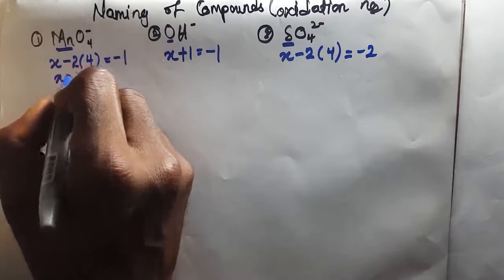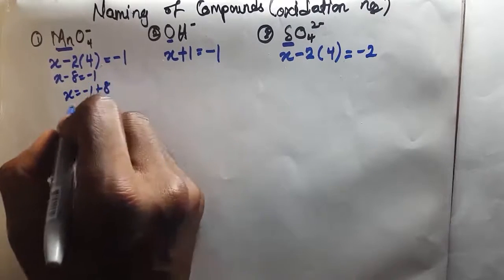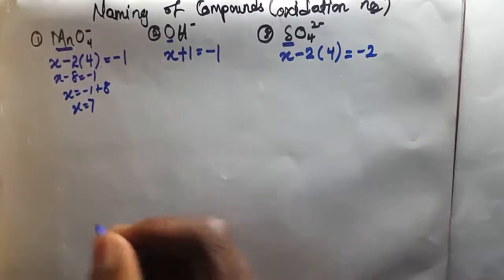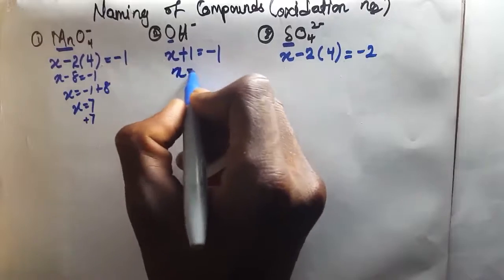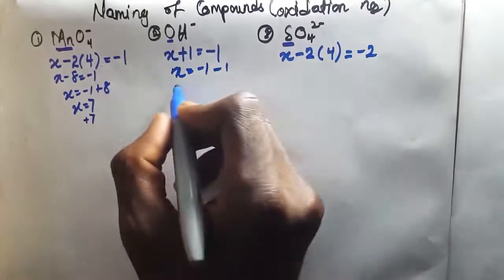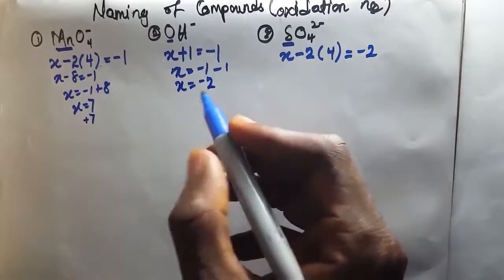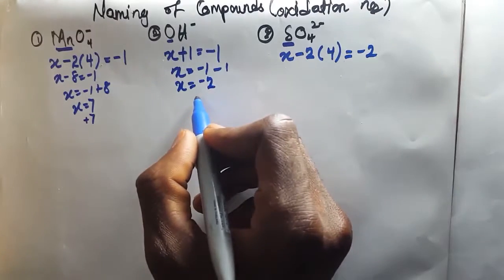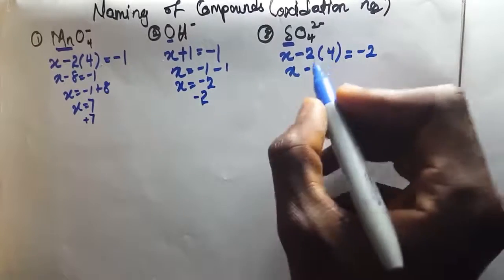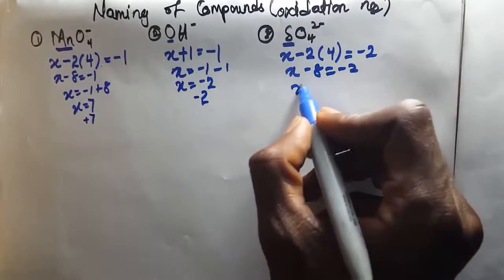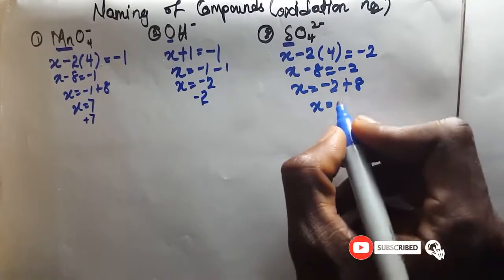So X minus 8 equals -1. X equals -1 plus 8. X equals 7. So the oxidation number is +7. So X equals -1 minus 1. So X equals -2. And it's correct because we know that the charge of oxygen is -2. So the oxidation number is -2 as well. Then over here, X minus 8 equals -2. X equals -2 plus 8. X equals +6.